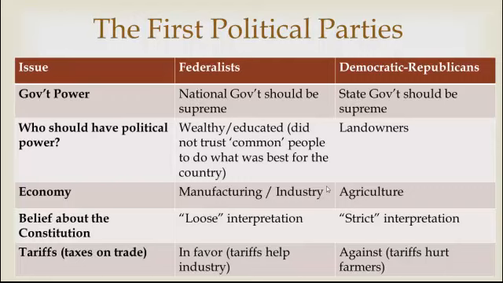Which brings us to the economy. And the Federalists and Democratic Republicans even disagreed on the economy. The Federalists believed that manufacturing and industry was going to basically drive the American economy forward, whereas the Democratic Republicans wanted an agricultural society where all citizens were basically landowners. Federalists also believed the Constitution was loose, that basically they could expand the powers of the federal government beyond just what was in the Constitution. The Democratic Republicans, believing firmly in states' rights, wanted a strict interpretation in which the federal government would really be limited to the things that the Constitution said that it could do.